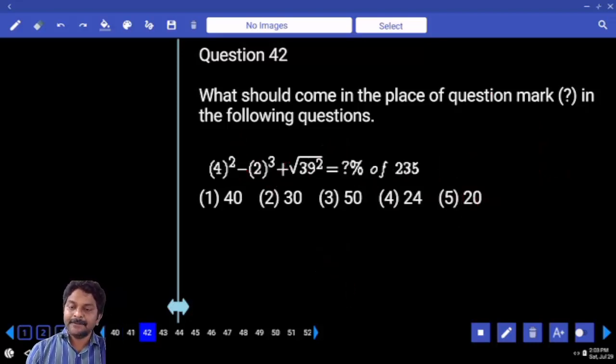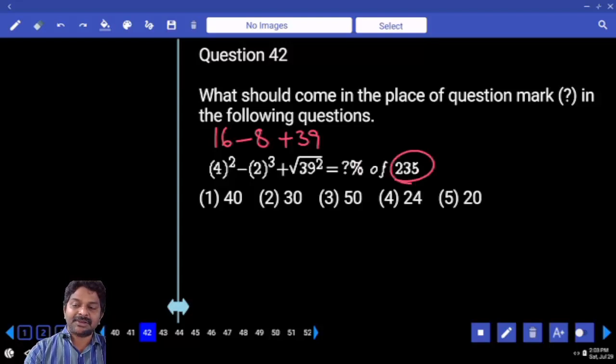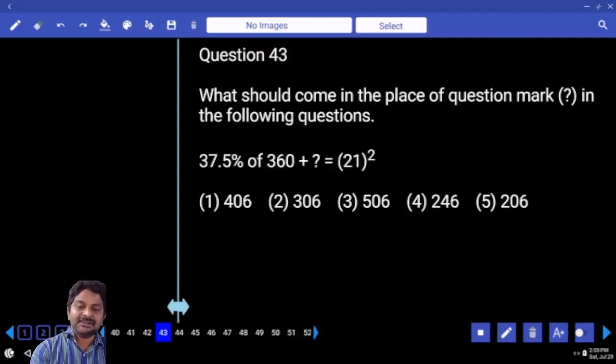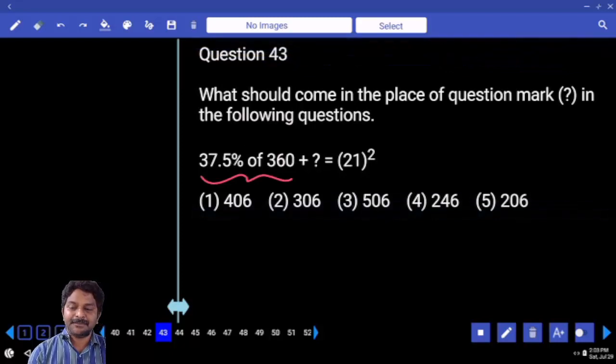Next, 4 square, 2 cube, under root of 39 whole square, in the sense 39 only. 8 plus 39. 40 is what percent of this number? Wait a minute. What is 10% of this number? Double. Our number is also 47. 10% double meaning 20%. This fellow goes to right hand side.